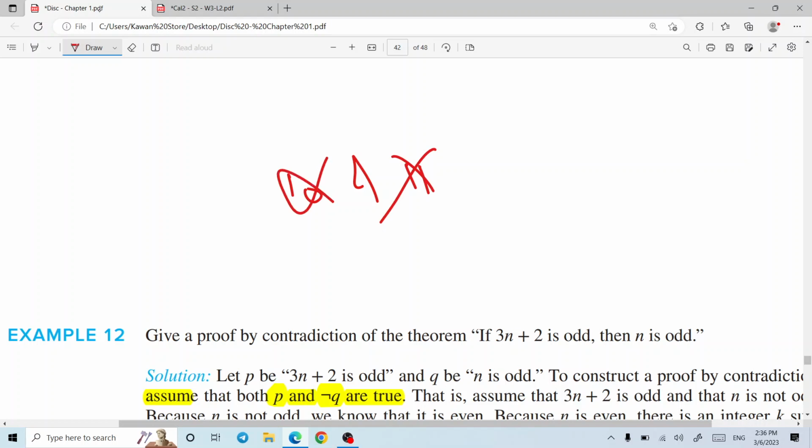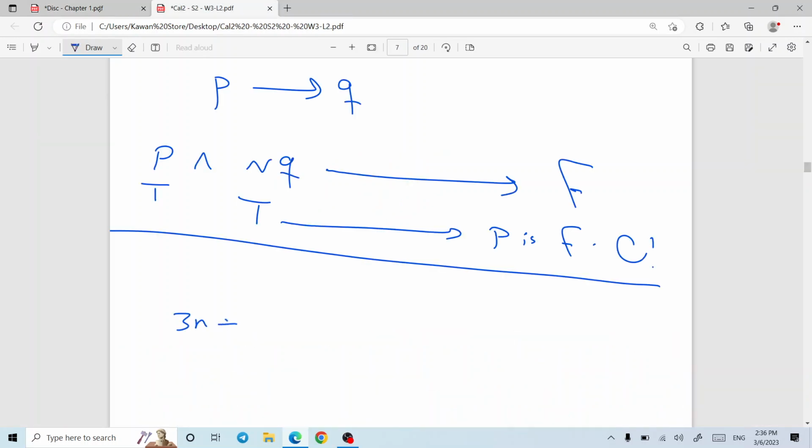Now we have 3. We need to show 3n plus 2 and n. We have 3n plus 2 is odd. Show me n is odd. Do you remember we solved that one by contrapositive? Now we are going to solve it by contradiction to understand. Just understand that example, and you can answer the quizzes and tests, and also, of course, your homework, your assignments.